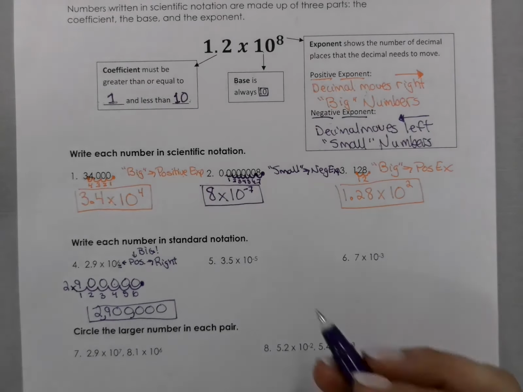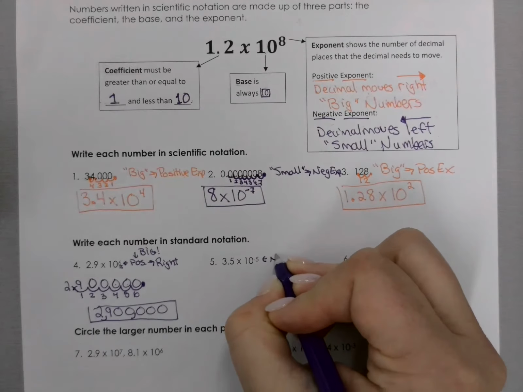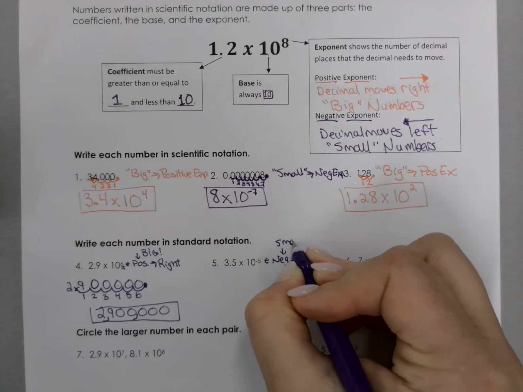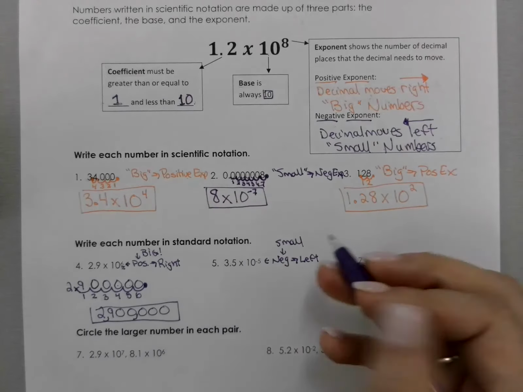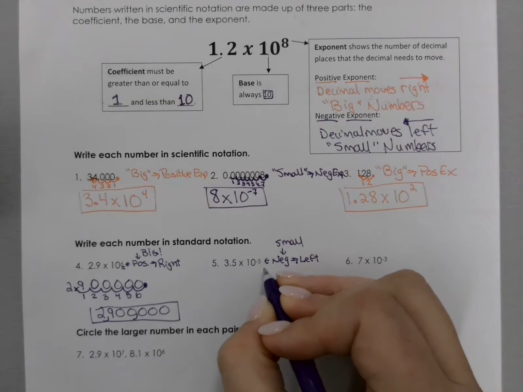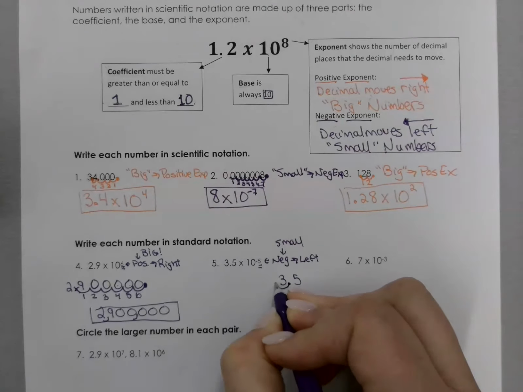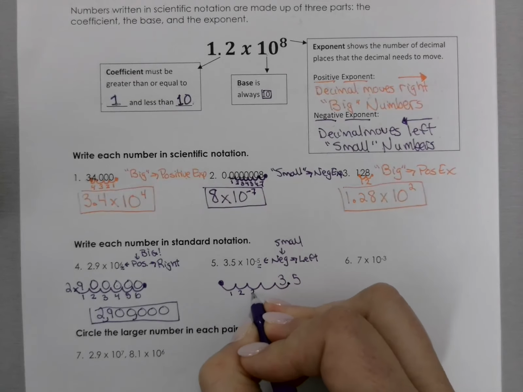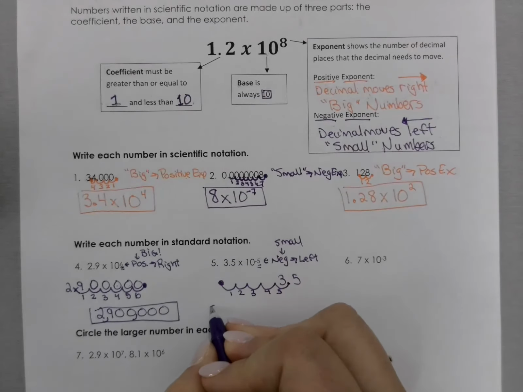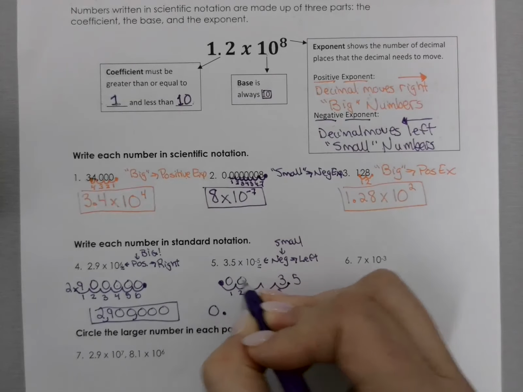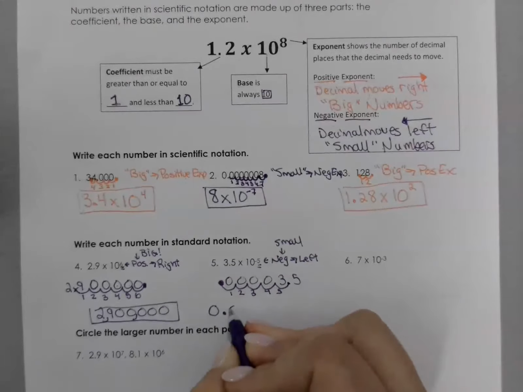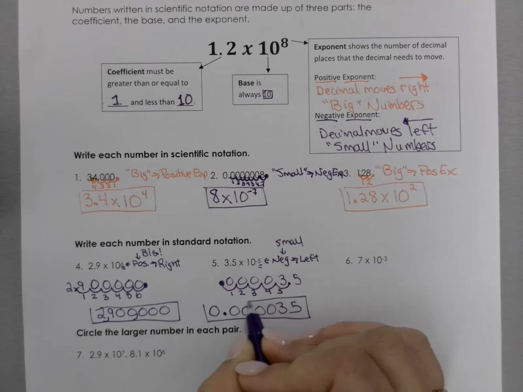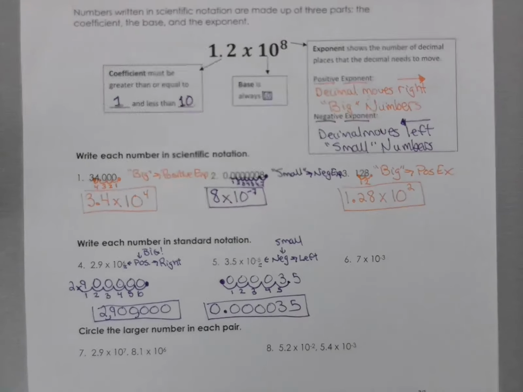So if you have 2.9 times 10 to the 6th, that's 2,900,000. This is a negative exponent. So that means I'm going to go left because I'm looking to get a small number. I'm going to go 5 spaces: 1, 2, 3, 4, 5. There's where my decimal is. I always like to put a 0 before my decimal place. Fill in those zeros, I get 1, 2, 3, 4 zeros, then 35. So 3.5 times 10 to the -5th in standard form looks like that.